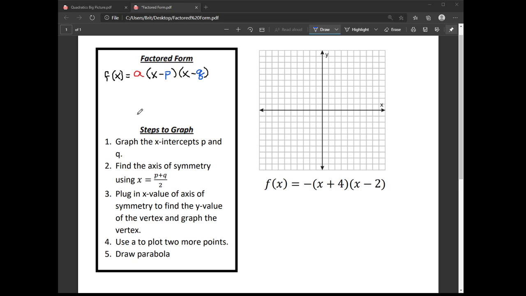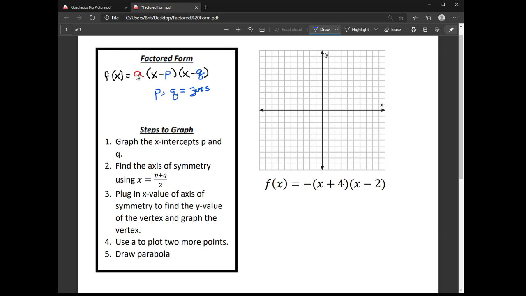The factored form of a quadratic comes in the form of f of x equals a times x minus p, x minus q. So p and q are both zeros, or x-intercepts, or solutions. Now recognize that these are the values being subtracted from x. So when I go to find zeros a little later on, it's going to look like I'm flipping the signs, and that's because of the minus signs here in the parentheses.